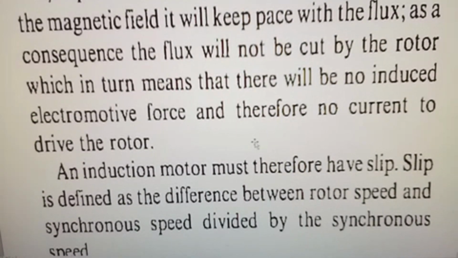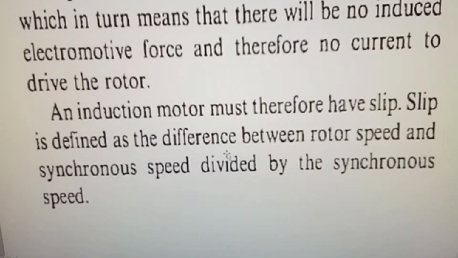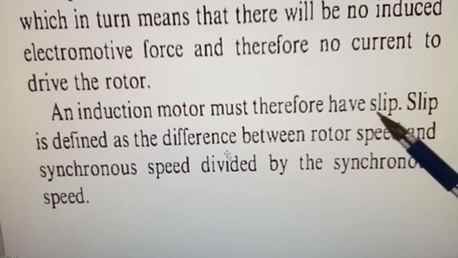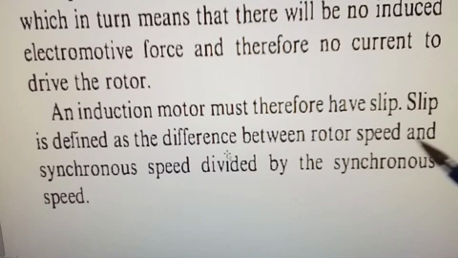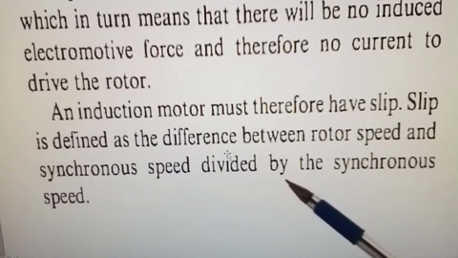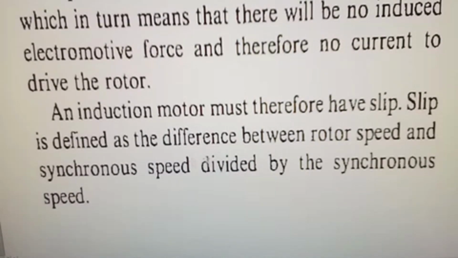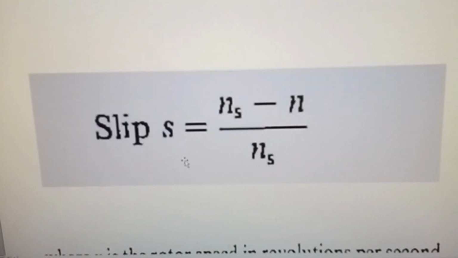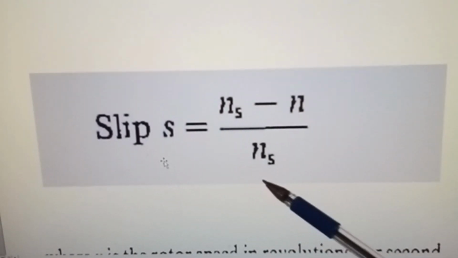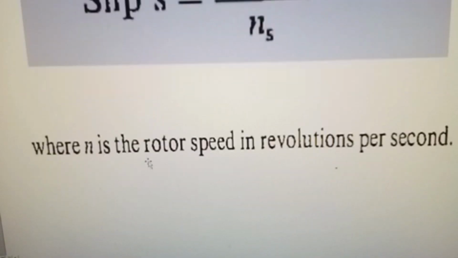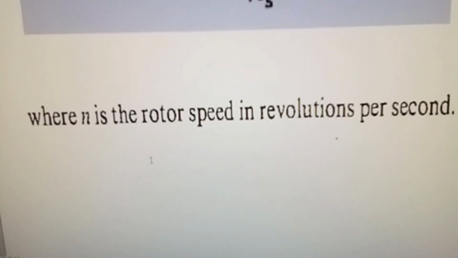It must have a degree of slip in order for it to function effectively. An induction motor must therefore have slip. Slip is defined as the difference between rotor speed and synchronous speed divided by the synchronous speed. And this gives us the formula slip S equals (ns minus n) over ns, where n is the rotor speed in revolutions per second.